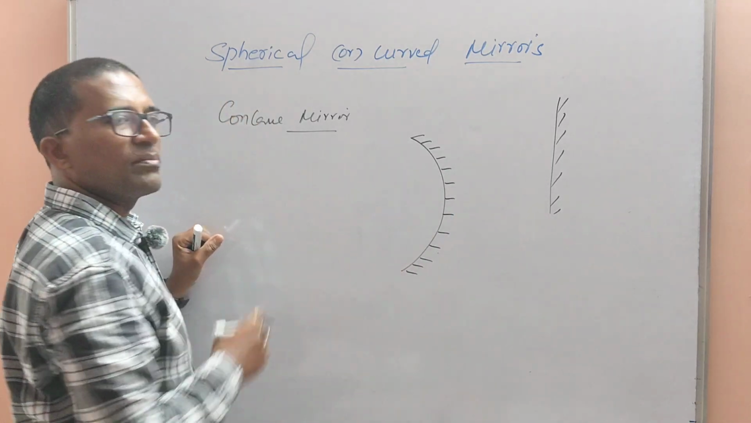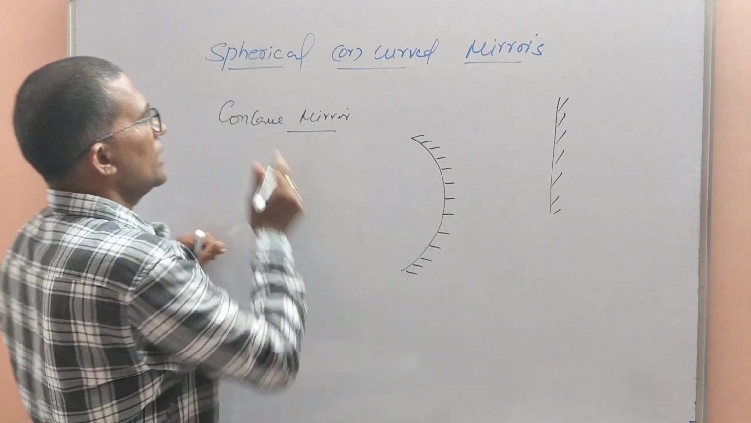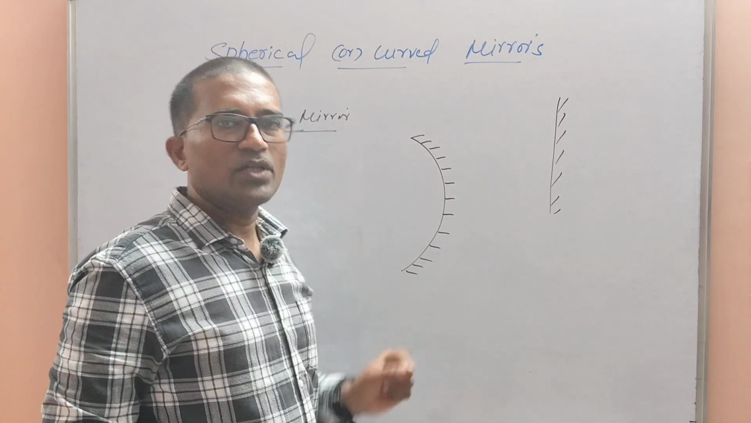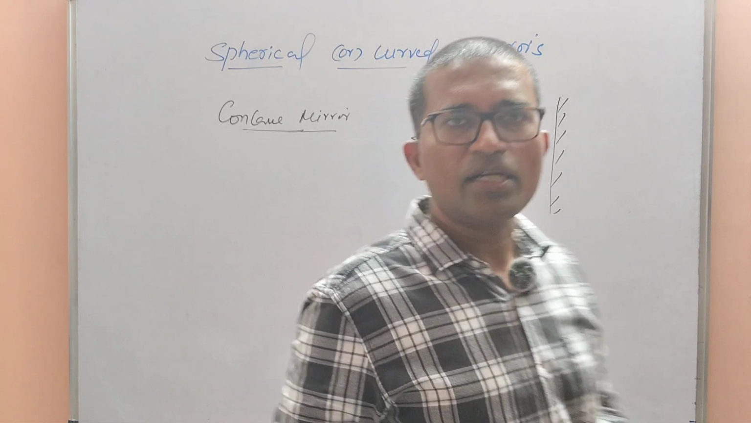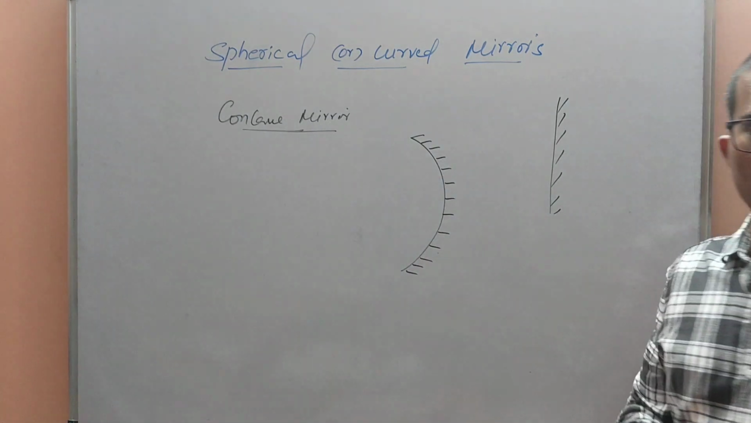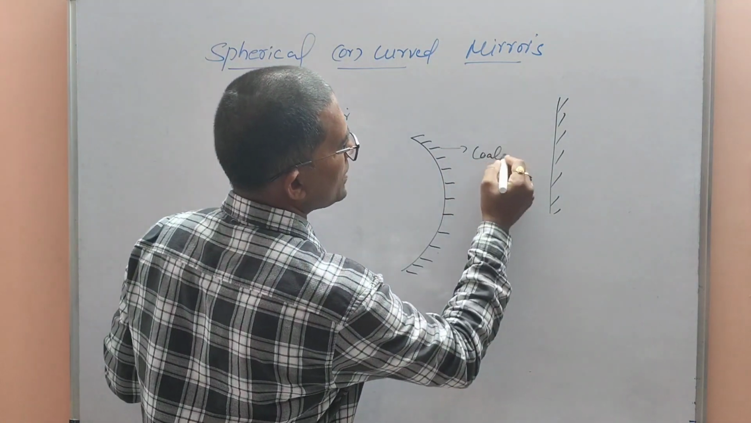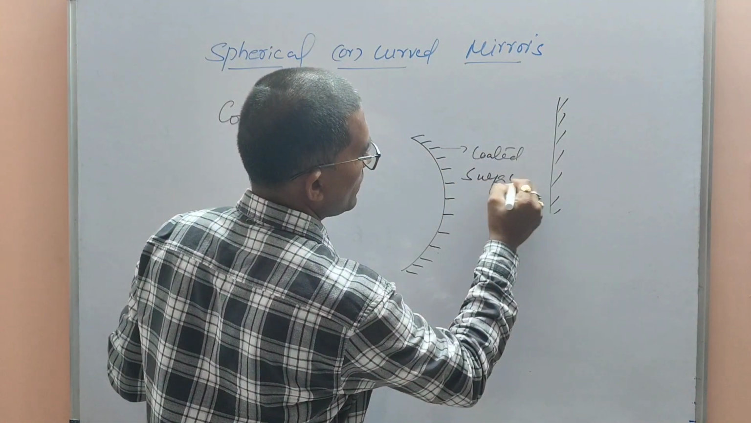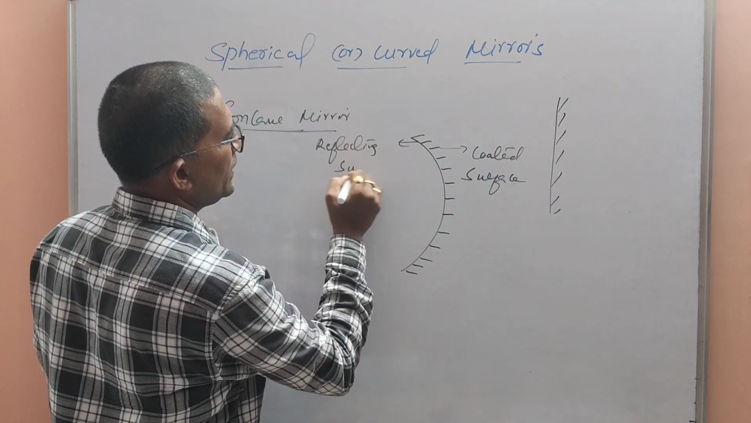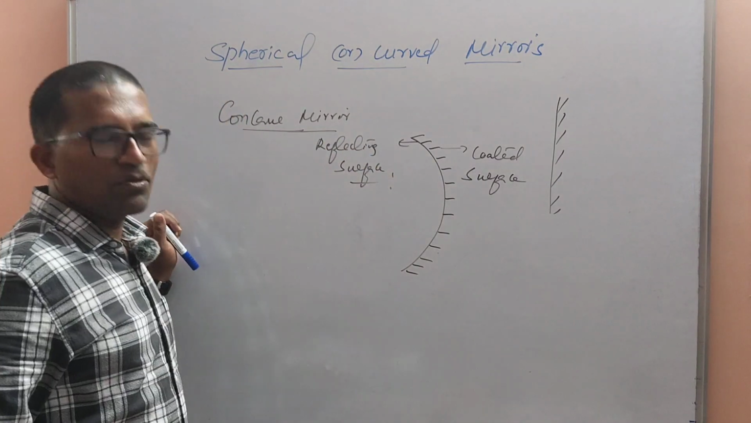Now in the case of a curved mirror, if the reflecting surface of the mirror is bent inwards, it is generally called a concave mirror. So a concave mirror is a type of curved mirror or spherical mirror in which the reflecting surface is bent inwards. Understood? Now in this case, this is the coated surface and it is a reflecting surface.